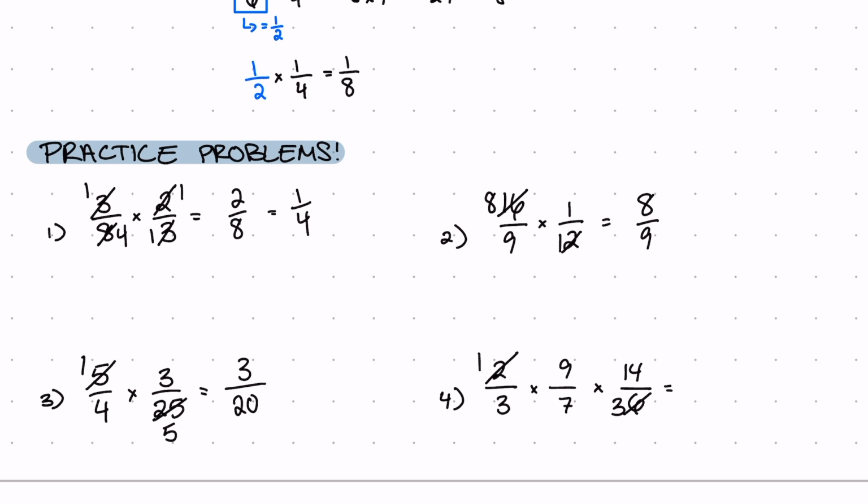Okay. 9 on the top, 3 at the bottom. Both are divisible by 3. So we can do that as well. So 9 divided by 3 is 3. 3 divided by 3 is 1. Now, is there anything further we can reduce? We have a 3 and a 14 on the top, and a 7 and a 3 at the bottom. So if you'll notice, 14 and 7, they're both divisible by 7. So we can do that as well. So 14 divided by 7 is 2. 7 divided by 7 is 1.